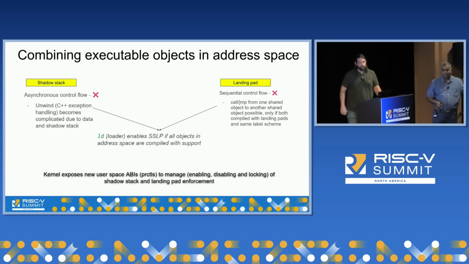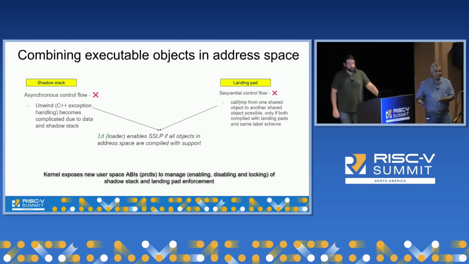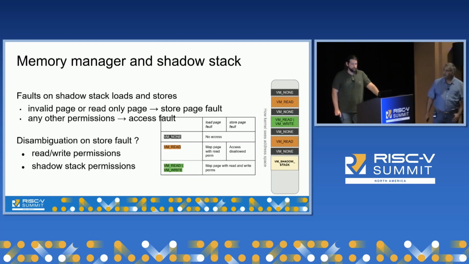So it will look at the header marking. We saw that there was a header extension, an ELF marking extension, to say whether the object has been compiled with the shadow stack or landing pads. And if they all match, then it turns on the extension. And what the kernel provides to LD is a set of system calls in order to turn on or turn off the extension for that process.